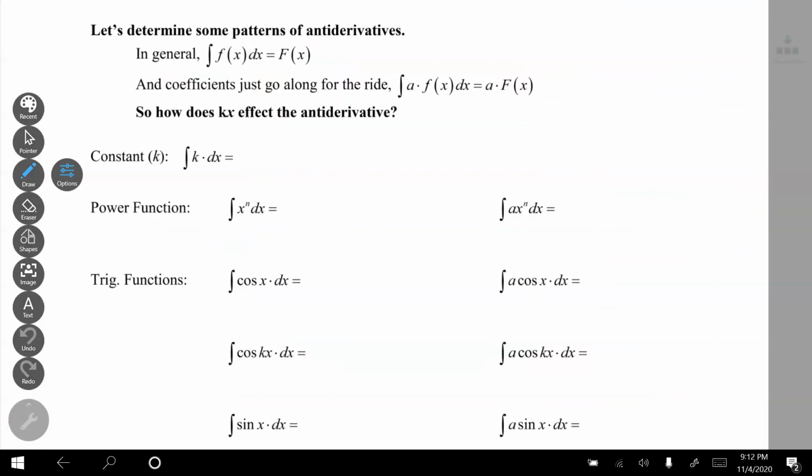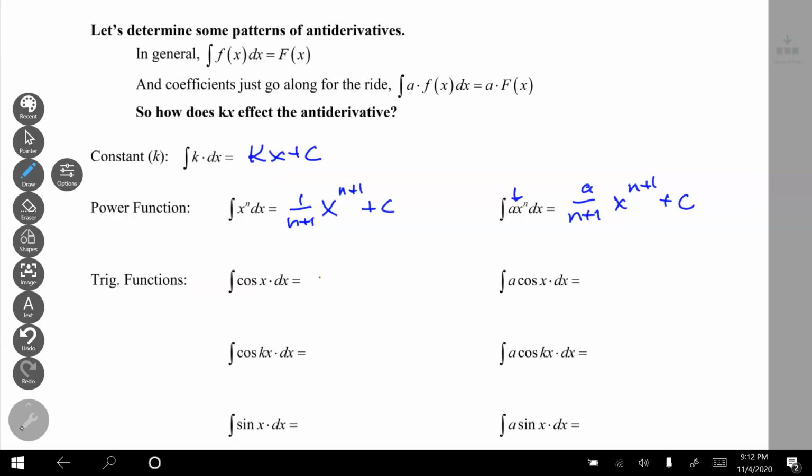So let's go through again what we know and what we think we need to know. If it's just a number like 5, it's going to be that number times x plus c. Again, if it's a power rule, we have to add 1 to that exponent, and then we have to take the reciprocal of that exponent and put it in front, plus c. If there's a coefficient in front, it's just a times that reciprocal, and adding 1 to that exponent, plus c.